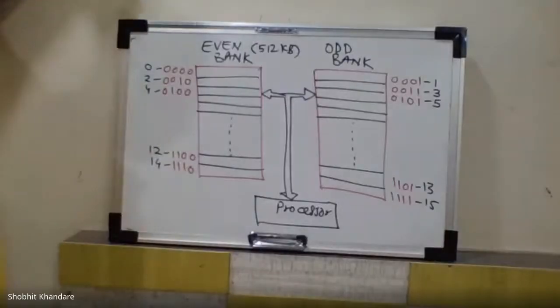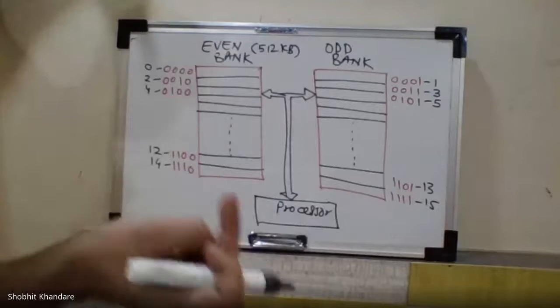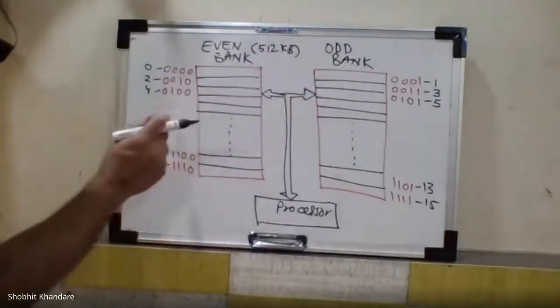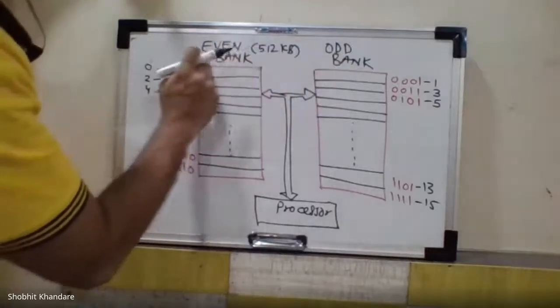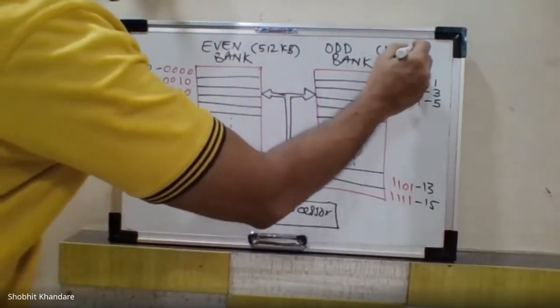Okay. Yes, all of you pay attention for 1 minute. Now, can you see the even bank and odd bank? Even bank and odd bank. Even bank of 512 KB and odd bank is also size of 512 KB.